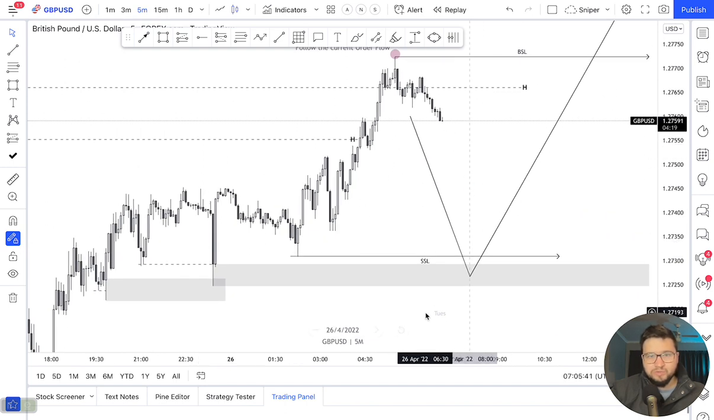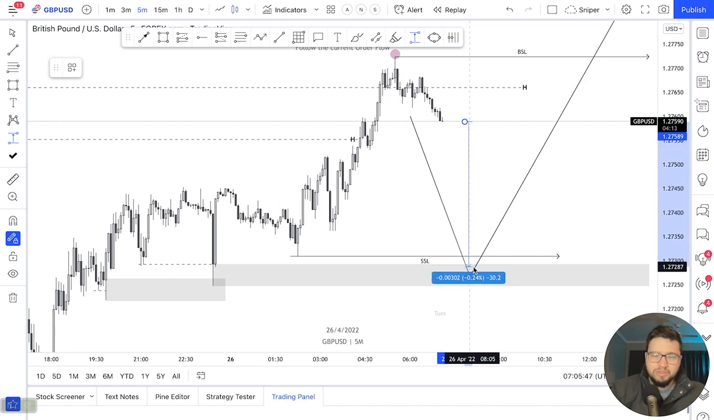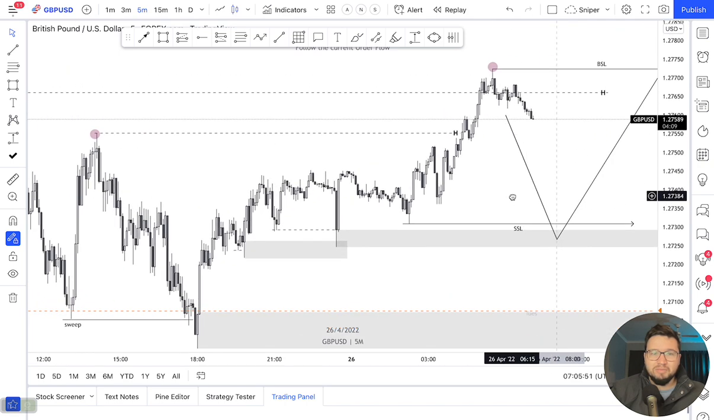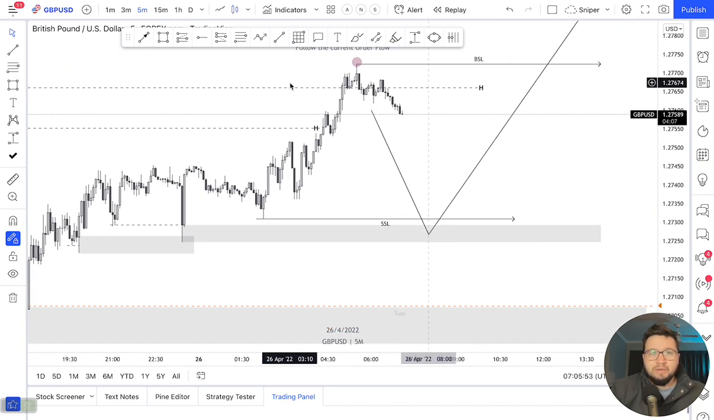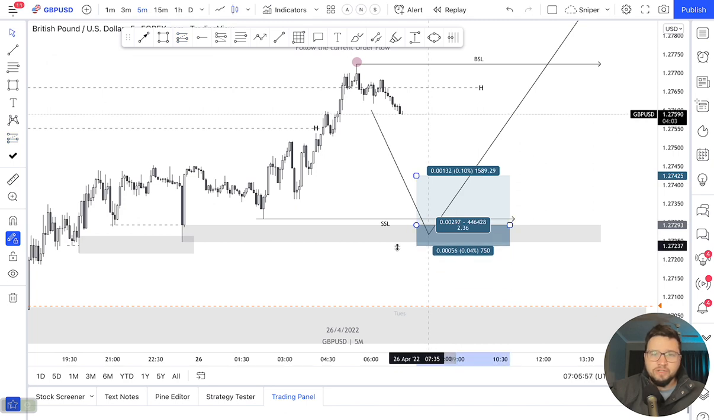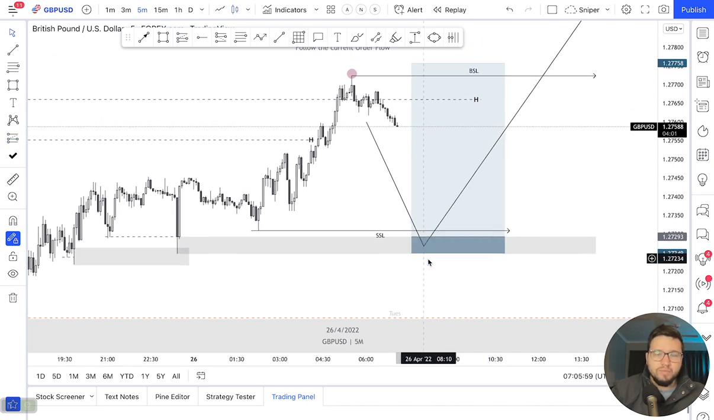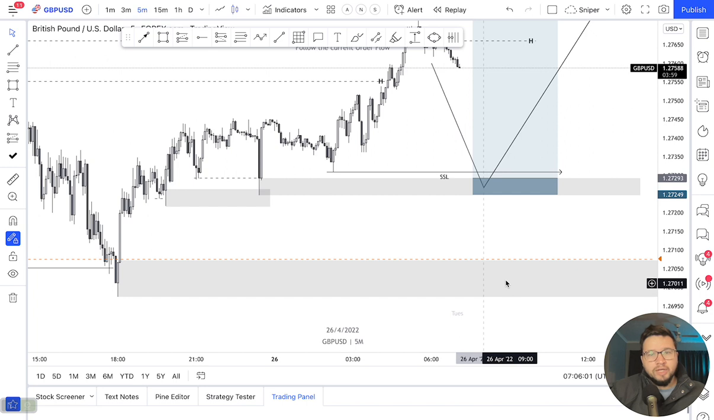Will it drop all the way towards this area? I don't know. It's scary to think that price is going to drop 30 pips and then just tap and then run towards the upside. But it has happened before. So in this case, I would either take a lower risk aggressive entry at this area. If I get stopped out, I'll be looking at this area.